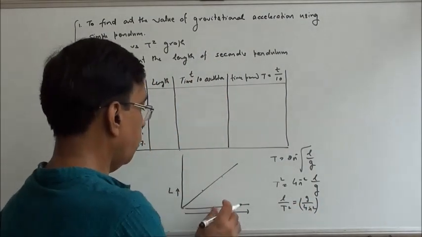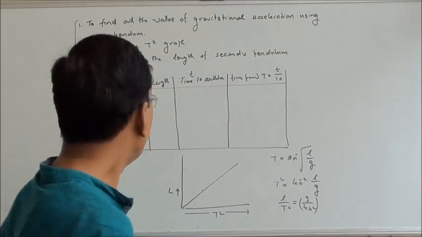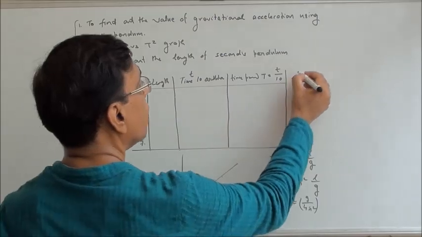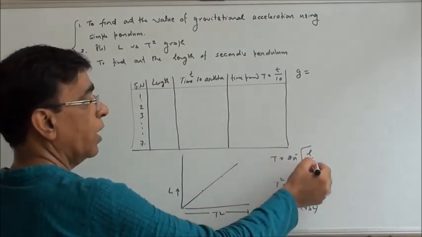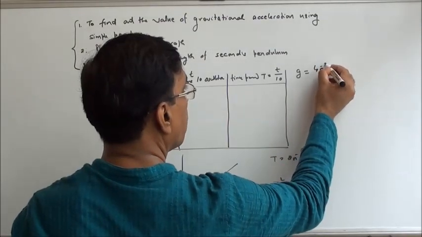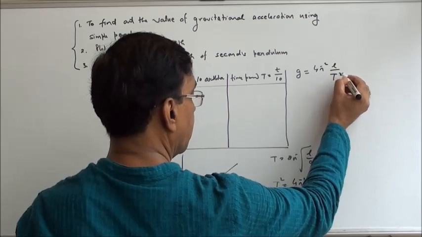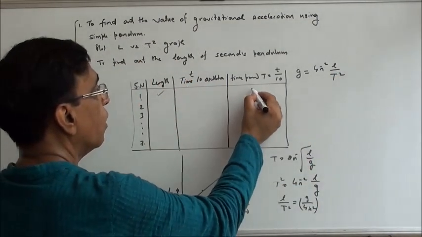Right, that will give you the L by T square value, and from here you can find out the value of G. From each reading also you can find out G. From here, T is 2 pi under root L by G, so G will be 4 pi square L by T square. You have the value of L, you have the value of T.